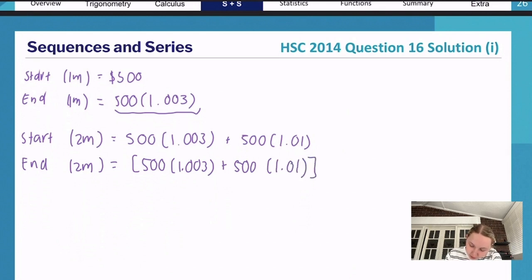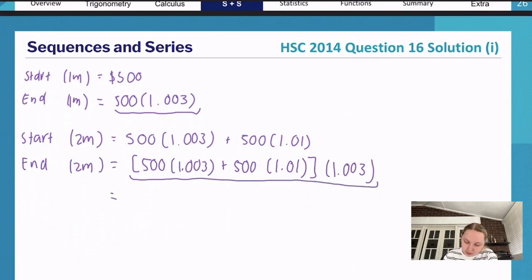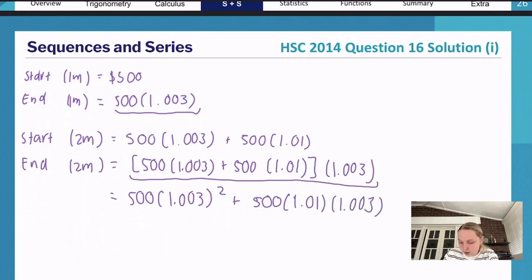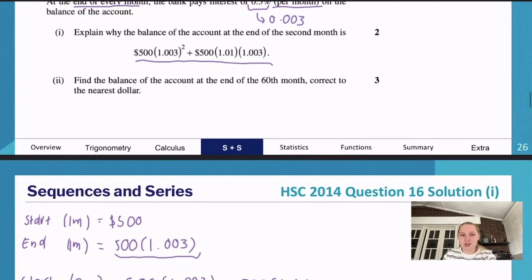Right, so all of that's going to have earned 1.003, because all of that she had at the start of the month will get interest at the end of the month, because it's still all just sitting in that account. So then what we want to do is expand this. We'll get 500 times that across. We're going to get 500 × 1.003 squared plus the 500 × 1.01 × 1.003. Okay, which is what we were trying to get.